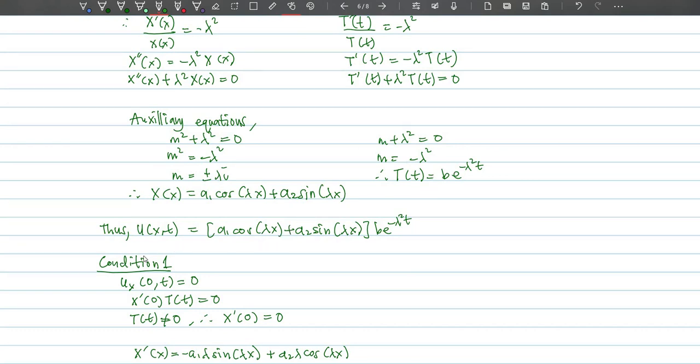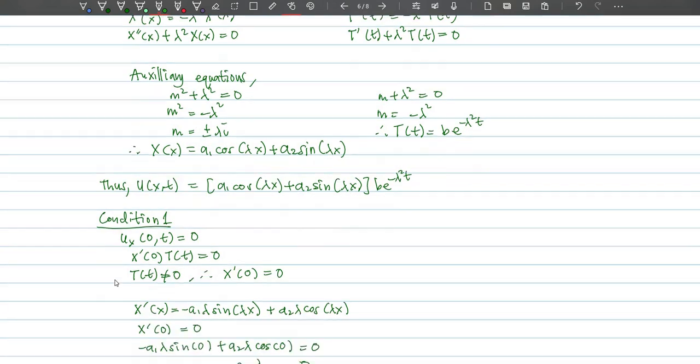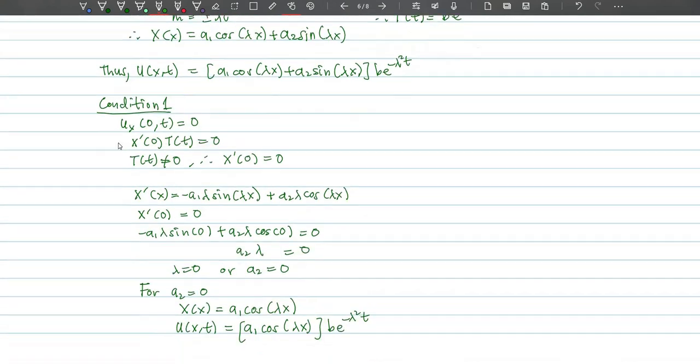Right now thus u(x,t) is equal to S(x) times T(t). So rewrite this S(x) times T(t). First we apply the first condition, which means u_x(0,t) equal to 0, which is S'(0)T(t) equal to 0. Since T(t) does not equal 0, therefore S'(0) equal to 0. And we have this, our S(x).